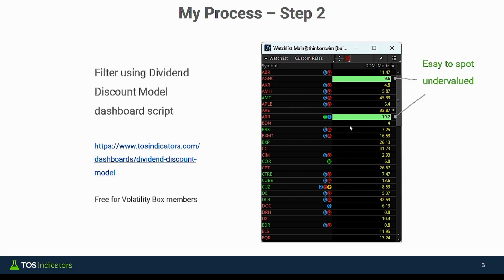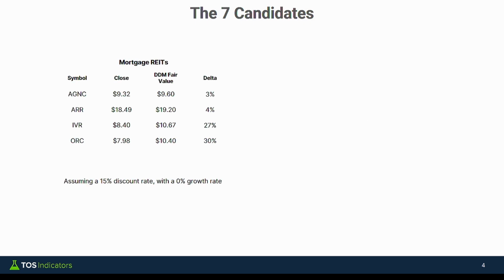Now, after we have all 7 of these candidates, we can group them into 2 different buckets. The first bucket is the mortgage REIT bucket. Here we have 4 different REITs that fit inside of this bucket out of the 7 that are undervalued. The remaining 3 are in the equity REITs bucket.